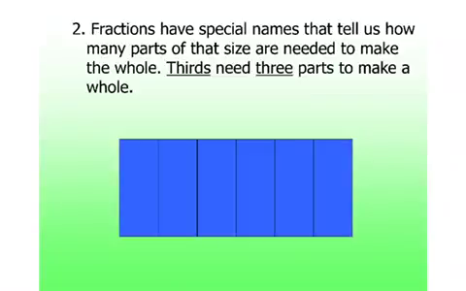Fractions have special names that tell us how many parts of that size are needed to make the whole. Thirds need 3 parts to make a whole. This one had more parts, right? 1, 2, 3, 4, 5, 6. So 1/6, 1/6, 1/6, 1/6, 1/6, and 1/6. So the whole would be 6/6.